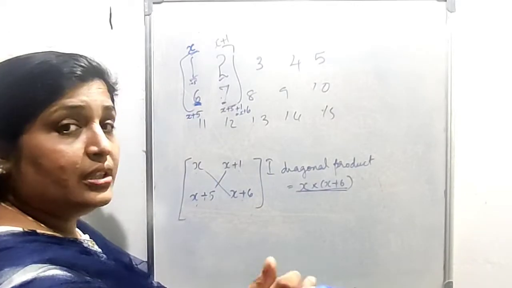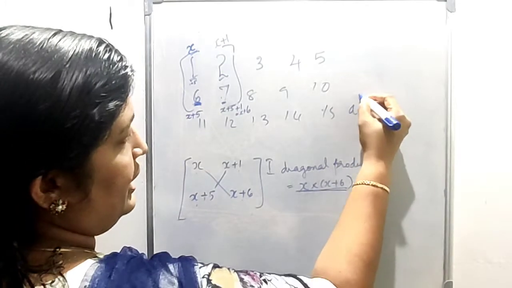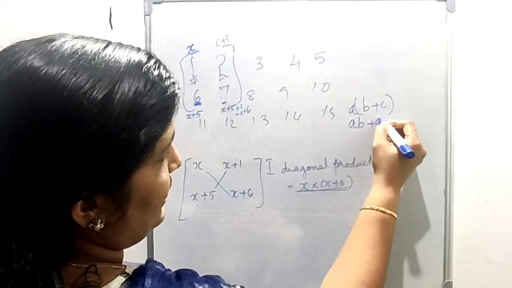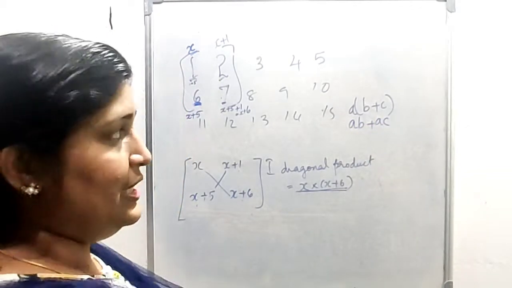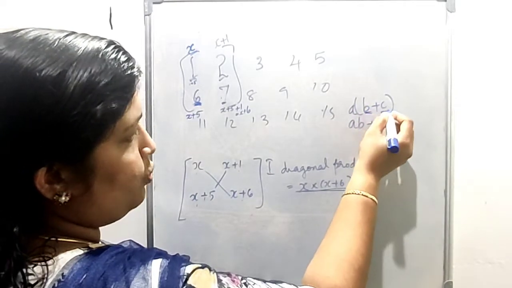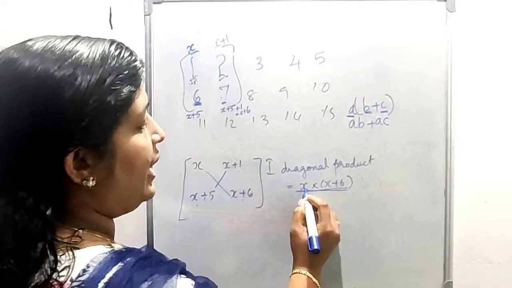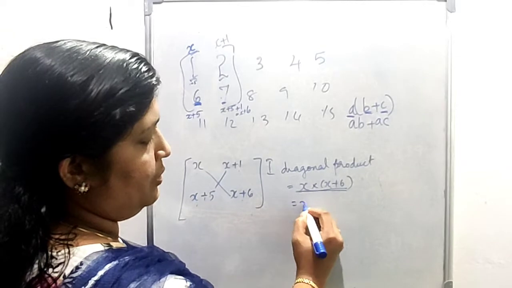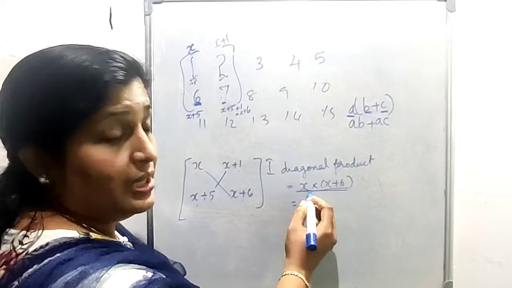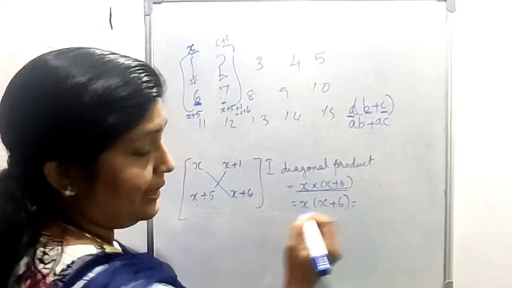Okay, using the first identity. Do you remember the first identity? Yes, what is the first identity? A into b plus c is equal to ab plus ac. This is our first identity, that is, multiply each number inside the bracket with the number outside the bracket. So here x into x plus 6. If a bracket is there, no need to put the multiplication sign there. So just write x into x plus 6 like this.